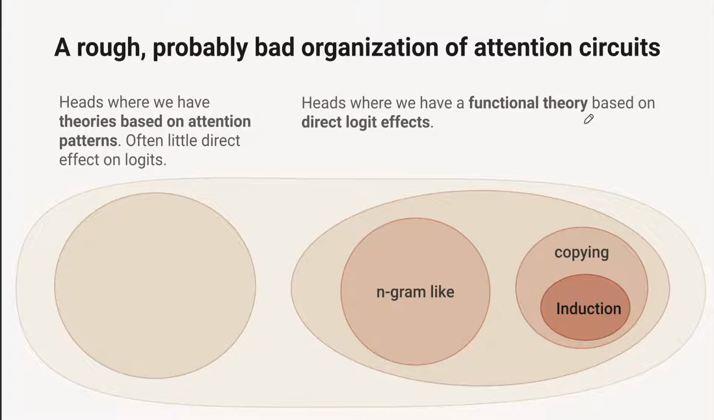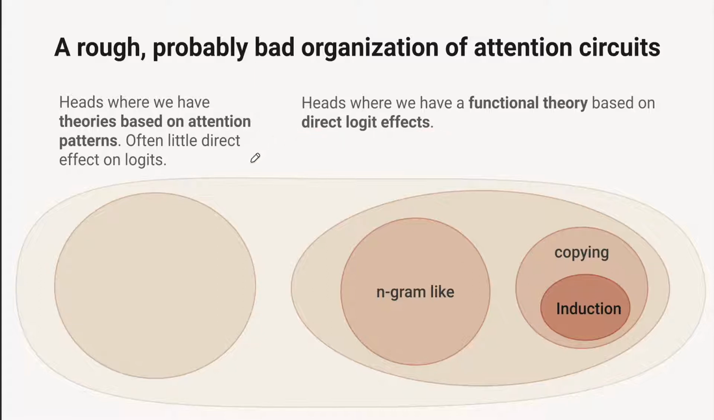The way we'll do that is we'll look at the direct effect of attention heads on logits. You can look at the output of the attention head and just run it through to the softmax and see how it affects the softmax. So we can look at the direct effect. That's very similar to the tool we developed in the previous video, the logit attribution pattern. So that's what we'll be using to do that.